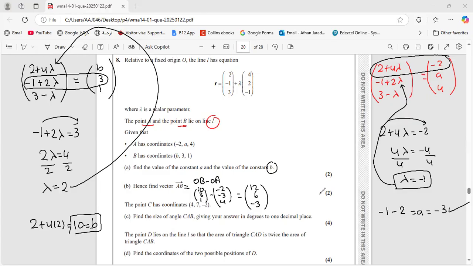Find the size of angle CAB, giving your answer in degrees and to one decimal place.